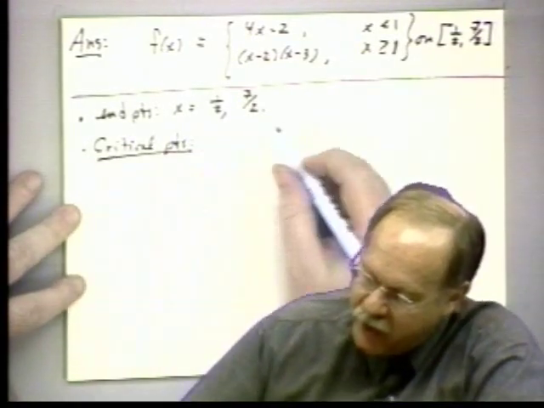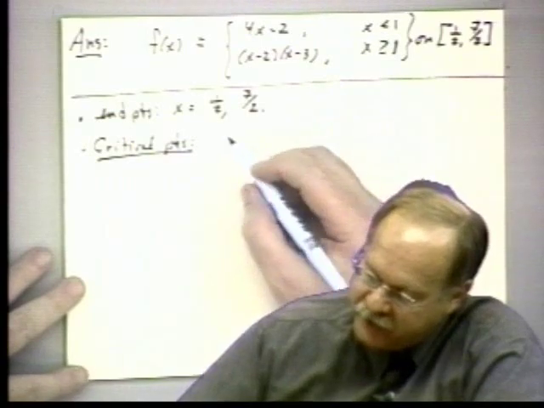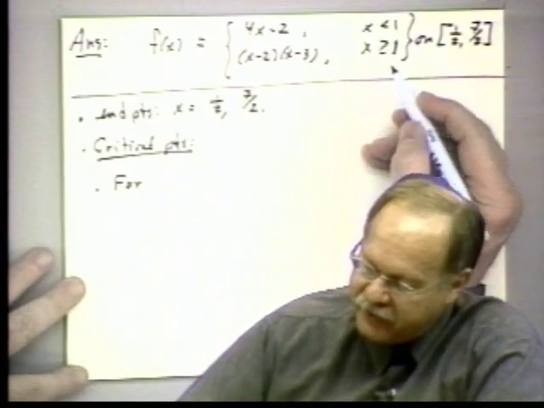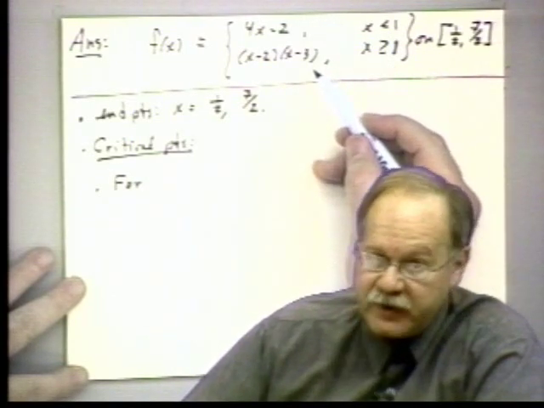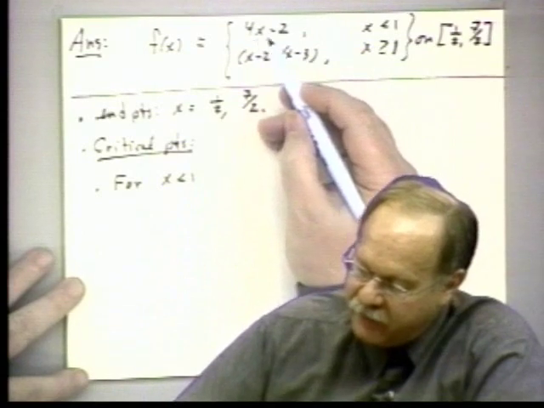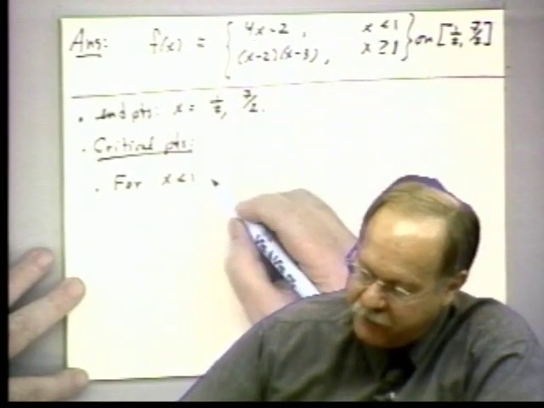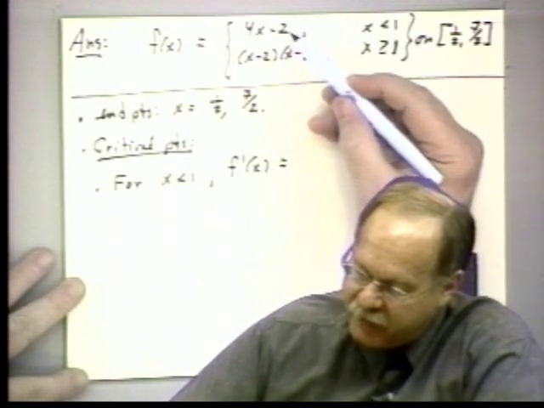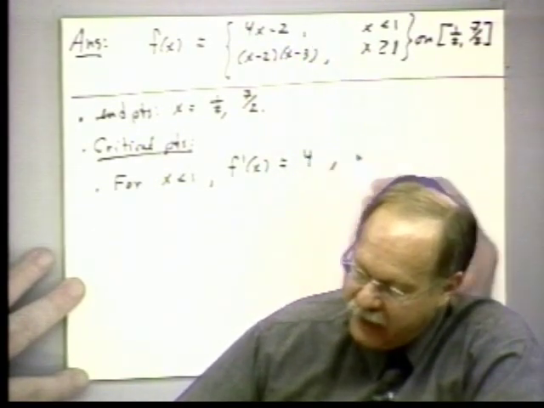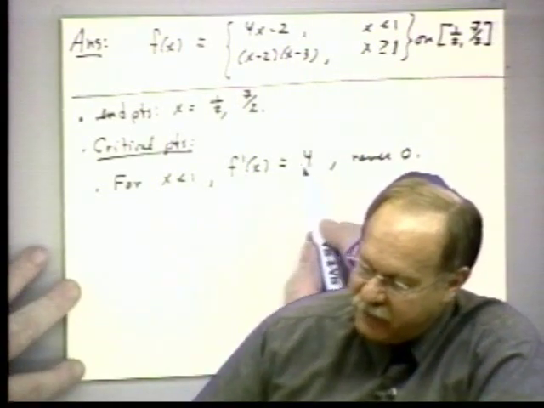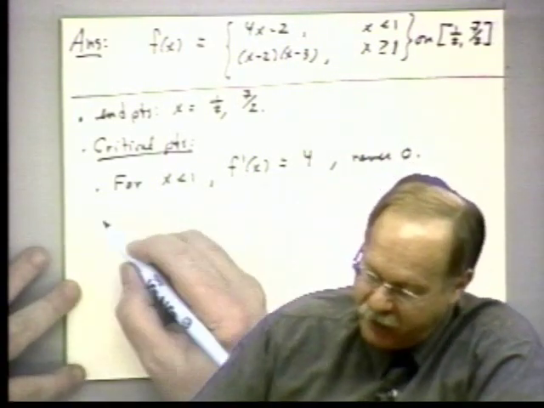And this would be where the first derivative is 0 or doesn't exist. Well, since this is broken up into different pieces, and we really haven't checked yet that it's continuous, though we will, for x less than 1, we have the form of the function at the top. The derivative would be equal to the derivative of 4x minus 2, which is 4. Well, that's never going to be 0. And so that is never going to give us a critical point.